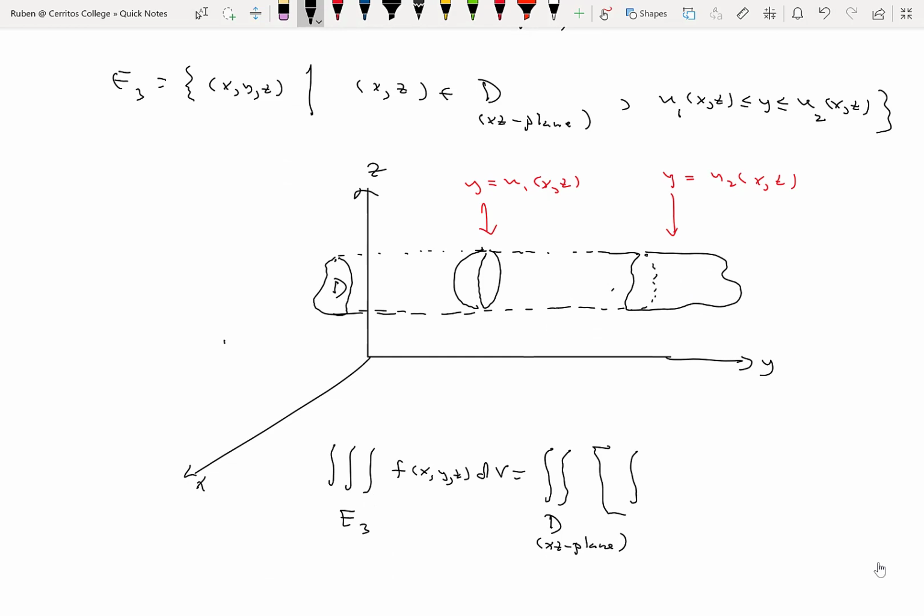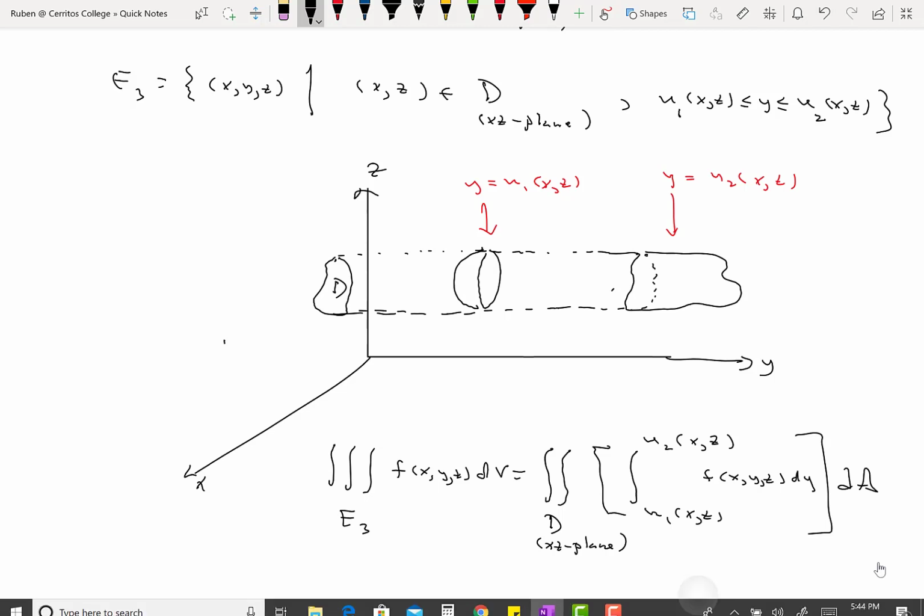So we integrate from y equals u1 of x, z to u2 of x, z. From left to right is in the y direction, so f of x, y, z dy. Then we integrate that doubly dA over the region D in the xz plane. Okay. Now this is a lot of information to absorb. I think that our last example will help to pull all of these results together.